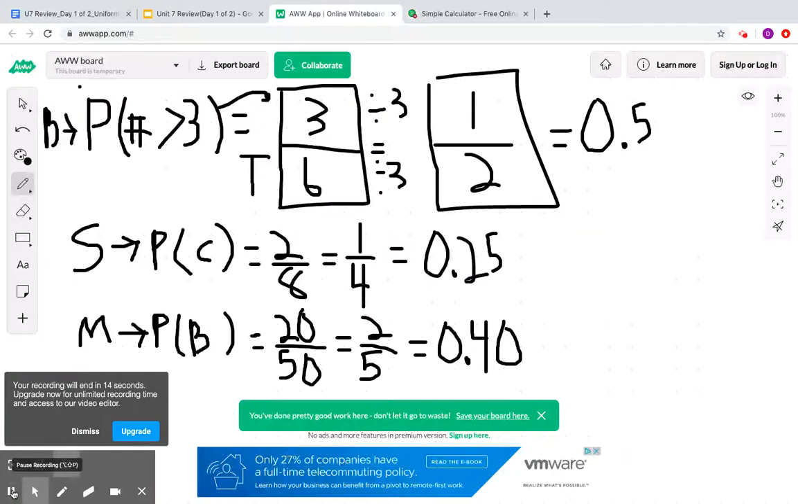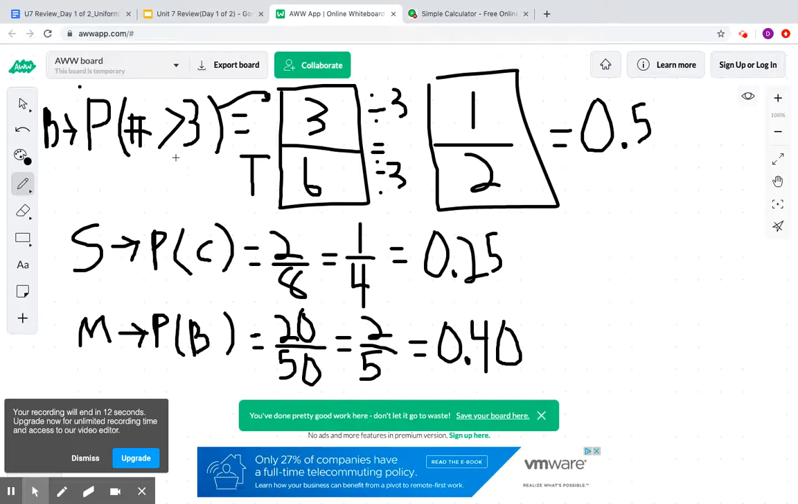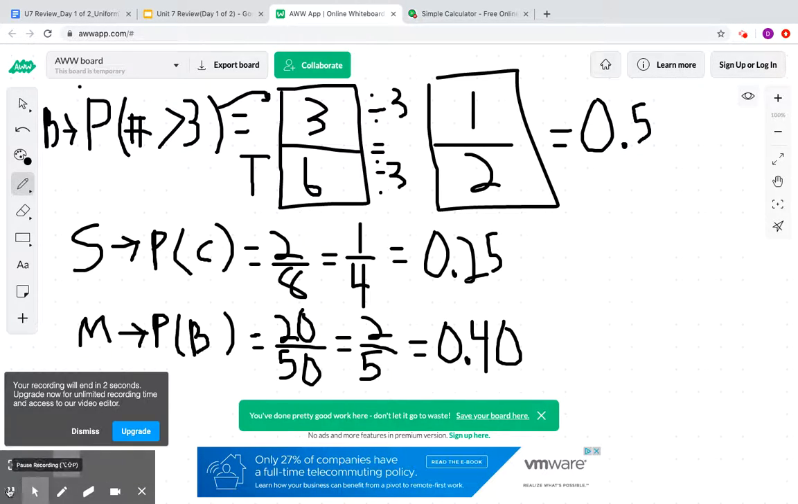All right, so the final order should be Barry, right, at 0.5, or 5/10. Then we got Michelle, 0.4, or 4/10. And last is Sasha, 0.25, or 25/100.